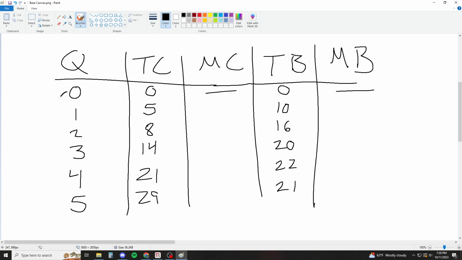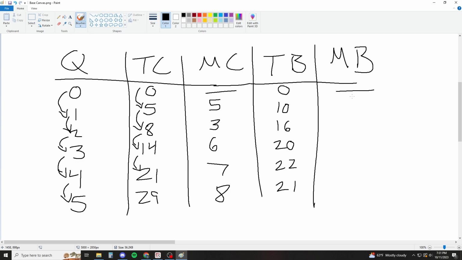Now going from 0 to 1, how much did my cost change? I'm not asking what is my cost now. I'm asking how much did it change? Well, marginal cost went from 0 to 5, so it's 5. What about from 1 to 2? The change, not what is it now. The change going from 5 to 8 is 3. 2 to 3, the change, 8 to 14, is 6. 3 to 4, the change is 7. 4 to 5, the change is 8.